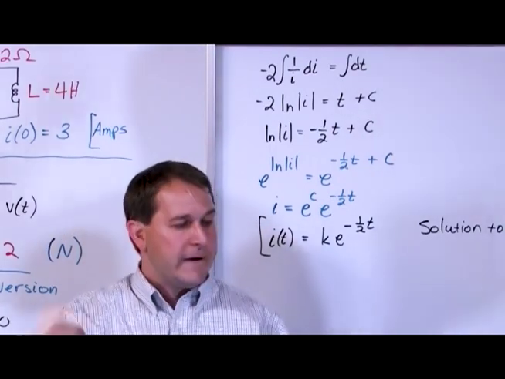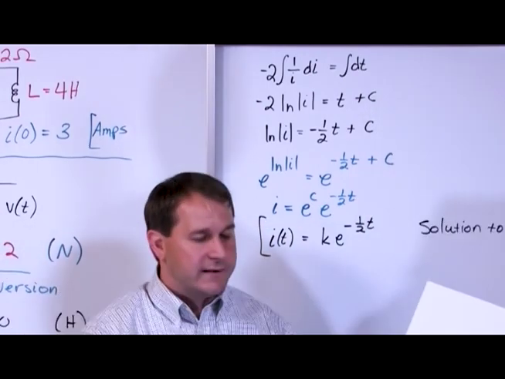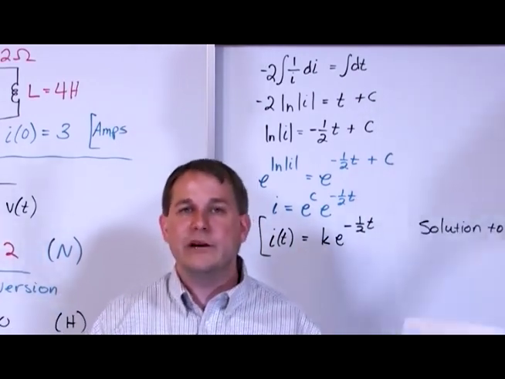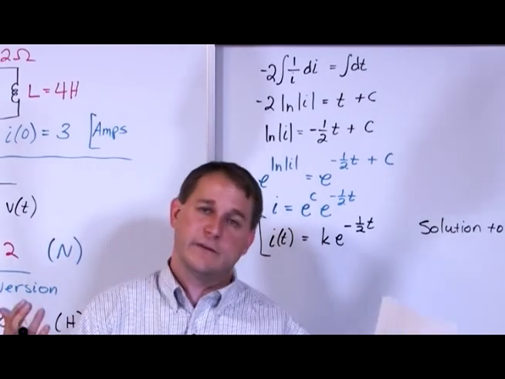If I build a circuit and I shoot some electrons in there and then back off and let it react, then it's going to die off because it's got resistance. Everything you build in real life is not perfect. It's got real resistance, so it's going to die.